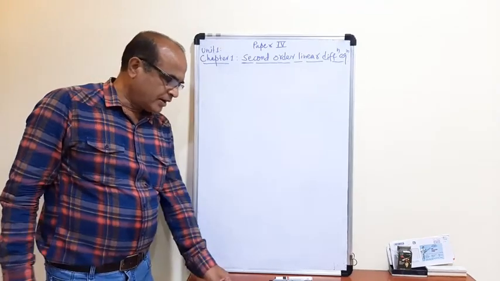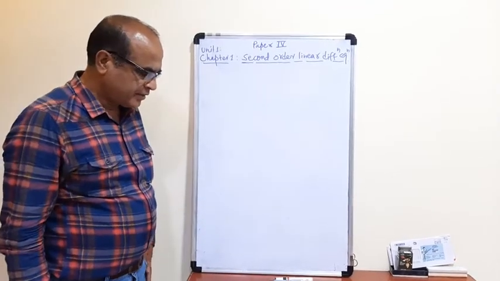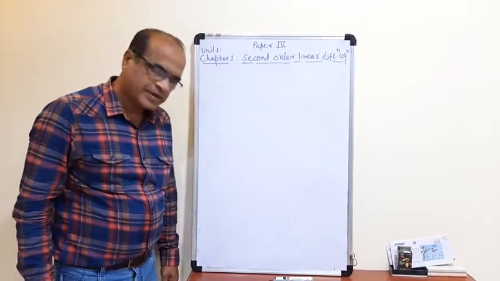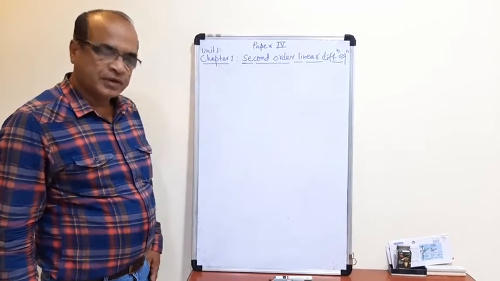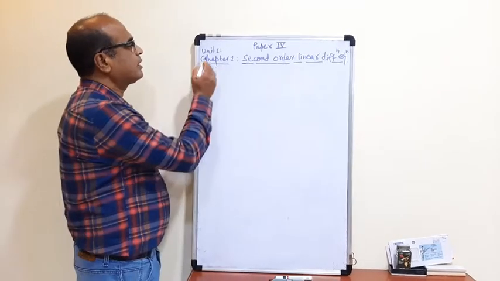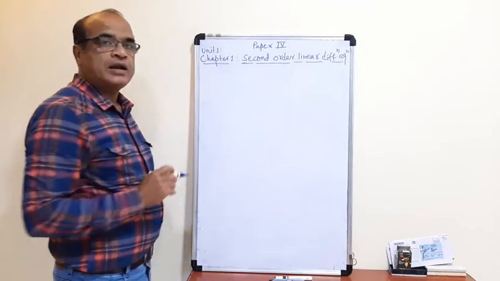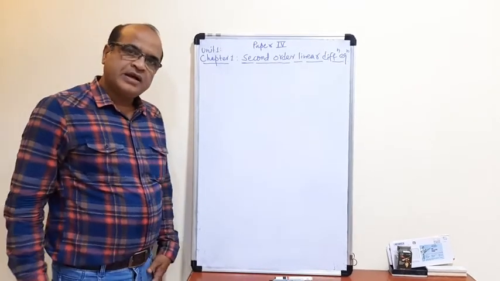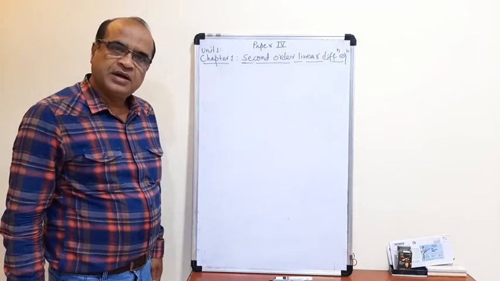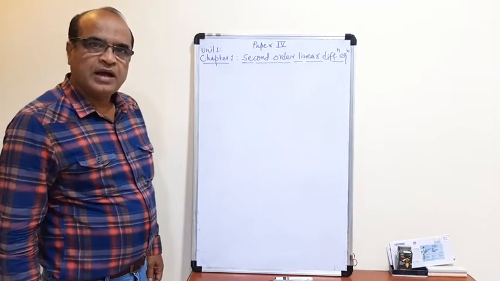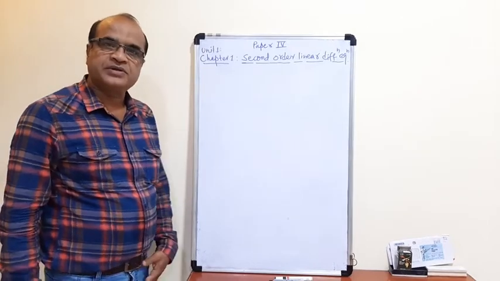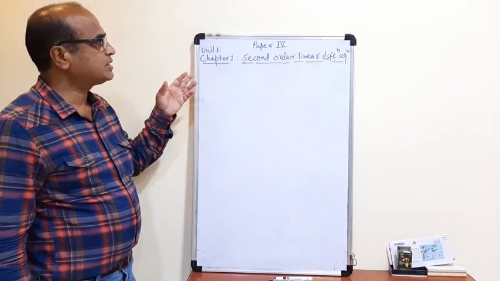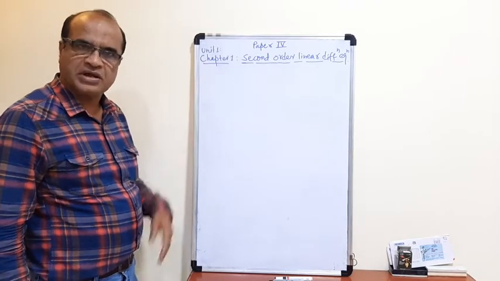Welcome. In this lecture, we study what a second order linear differential equation is. This is paper 4. So what is unit 1? In unit 1, there are three parts of the differential equation: second order differential equation, total differential equation, and simultaneous differential equation. Now we study chapter 1, the second order linear differential equation.